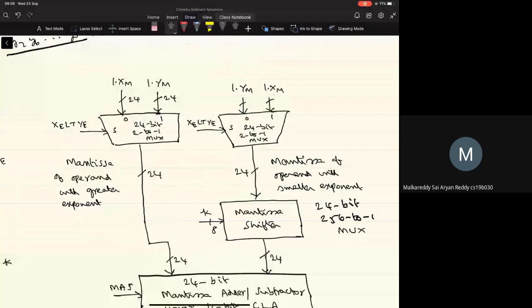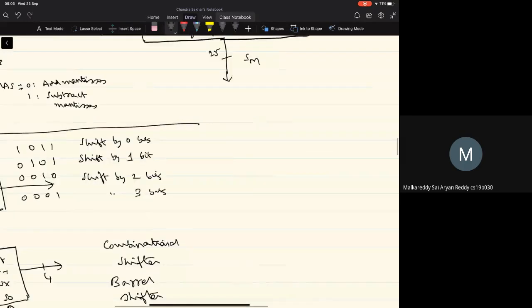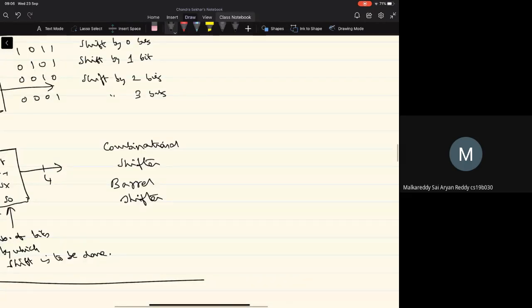And in the last class, we have seen how we can perform this shift operation by using the multiplexer, which we call the mantissa shifter, also the barrel shifter, right? And the naive way of designing this barrel shifter is to use a 24-bit 2 to the 6 to 1 multiplexer, but that turns out to be a very huge multiplexer, and that can be replaced with smaller multiplexers.